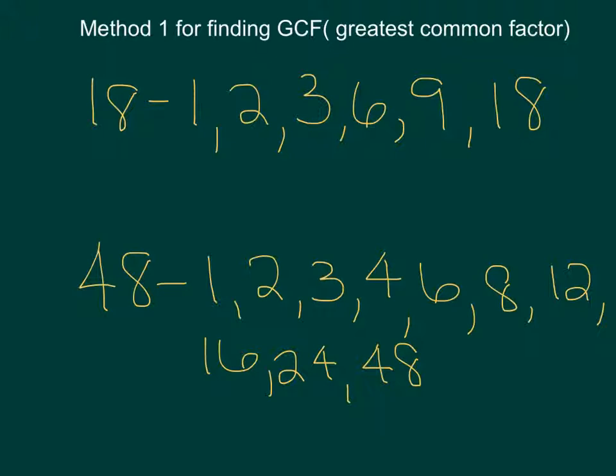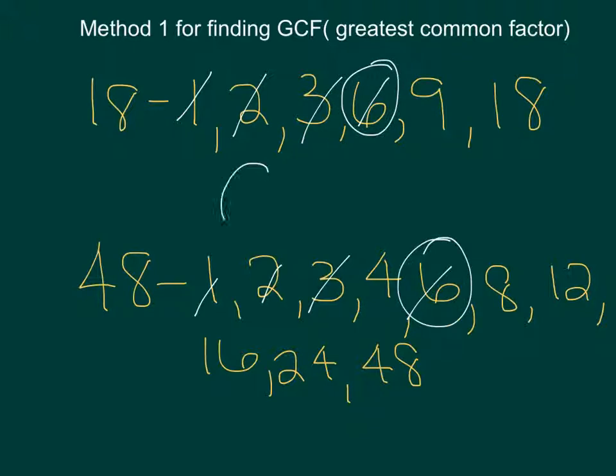So now we need to identify the numbers that they have in common. They both have a 1, they both have a 2, they both have a 3, they both have a 6. Only one has a 9 and one has an 18, and then the rest of the numbers are higher than that. So now we have to determine which one is the greatest. Well, of the four numbers they have in common, the 6 is the greatest. So the greatest common factor of these two numbers is 6.